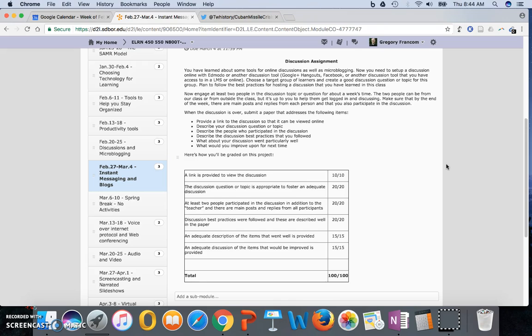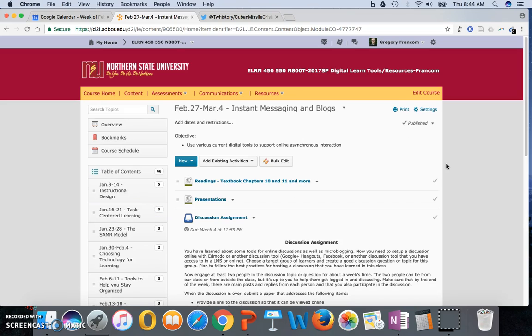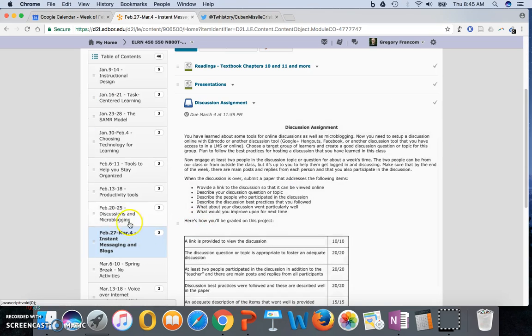Monday through Saturday should be enough time, and maybe even Tuesday through Saturday if you're a little bit later getting geared up on this. So that'd be February 28th through March 4th. That should give you enough time to do a good discussion with people. But make sure you know about that and are geared up for that for this week.